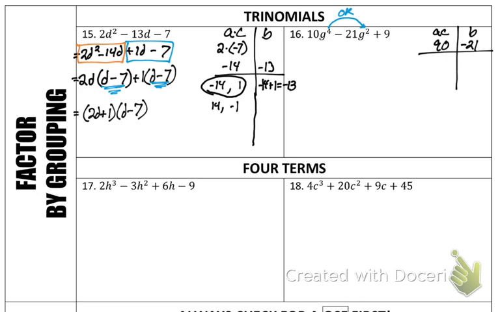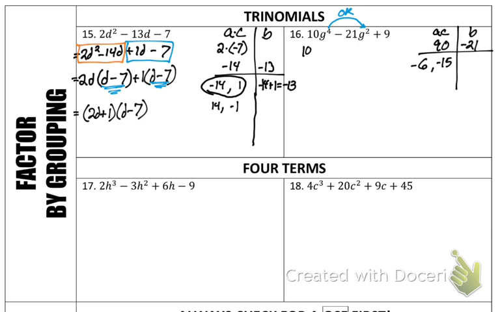Make sure we're all working on this. 6 and 15. So we have 6 and 15. 6 plus 15 equals 21. So I'm just going to tack a negative on in front of both of those. It is negative 6 and negative 15. That works. So now the next step should be pretty easy.